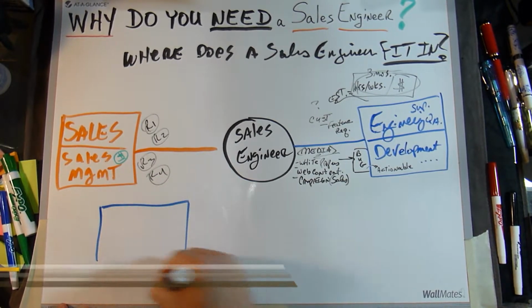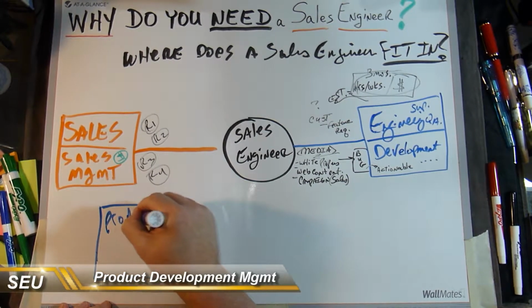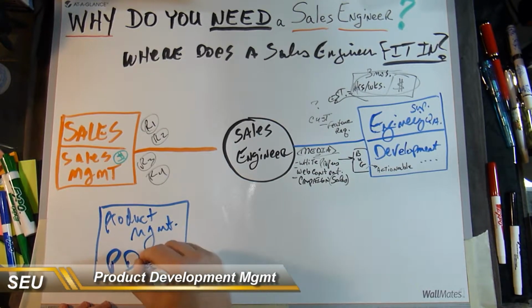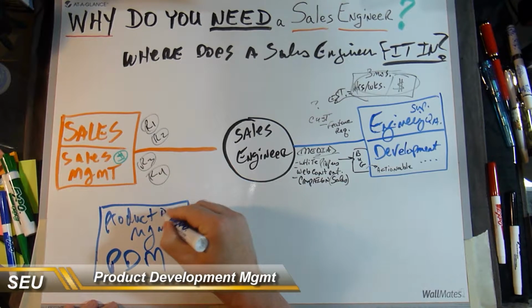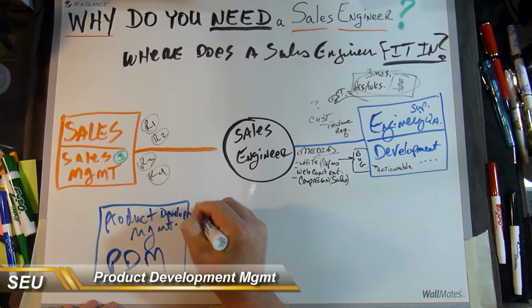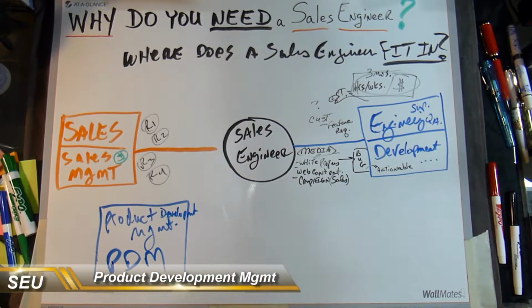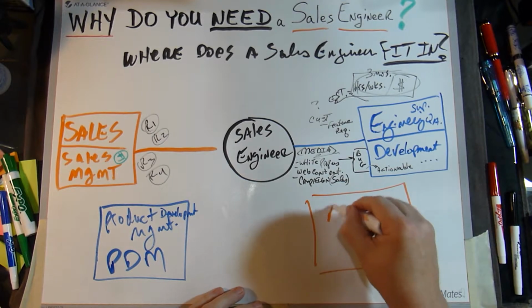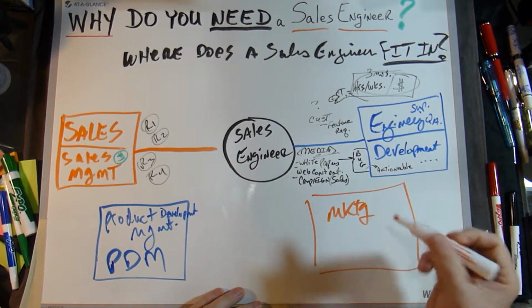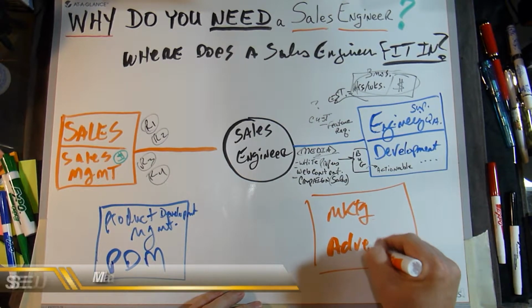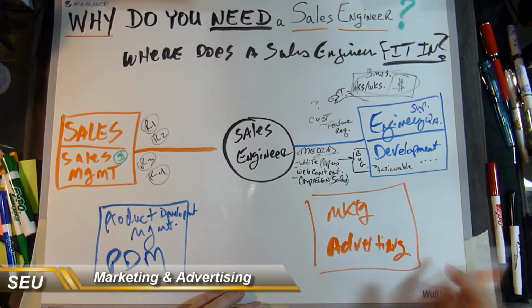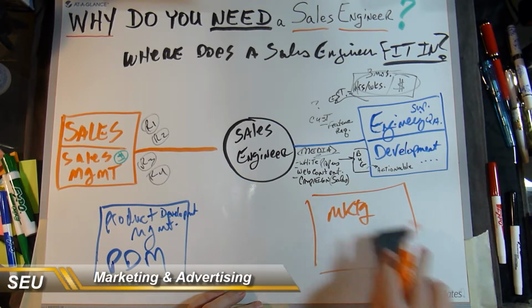The product management is going to want to know, the product development manager is going to want to know, well, marketing, let's put marketing in here somewhere, let's put marketing over here. They're going to say, hey, marketing, and secondarily, advertising. Okay, I can't just leave advertising not spelled right.